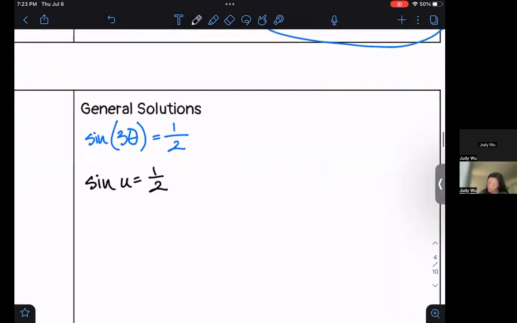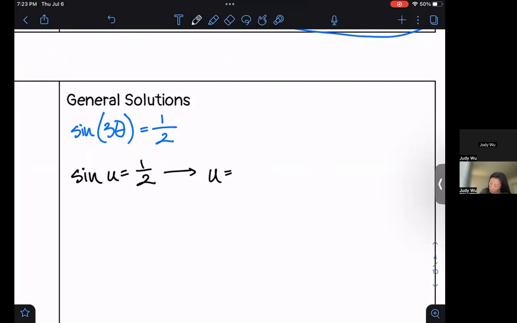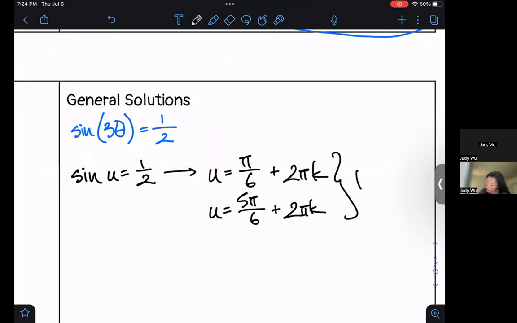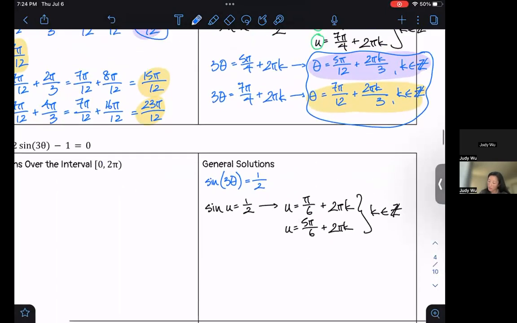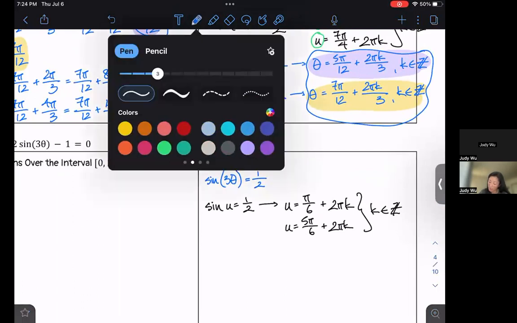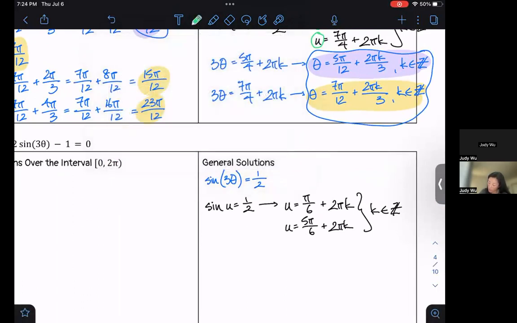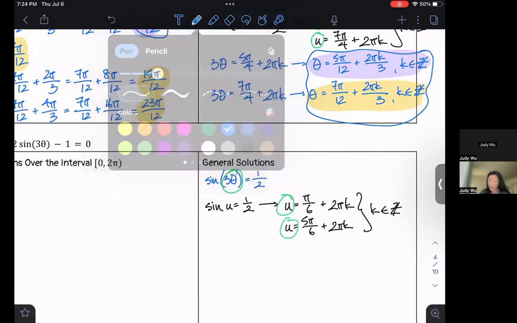And what do those give us? Then u, where's the y value 1/2? Well, that's going to be pi over 6 plus 2 pi k, and also 5 pi over 6 plus 2 pi k. And all of these are where k is an integer. All right. Now, again, I don't want u. I want u to be equal to 3 theta so that I can solve for 3 theta.